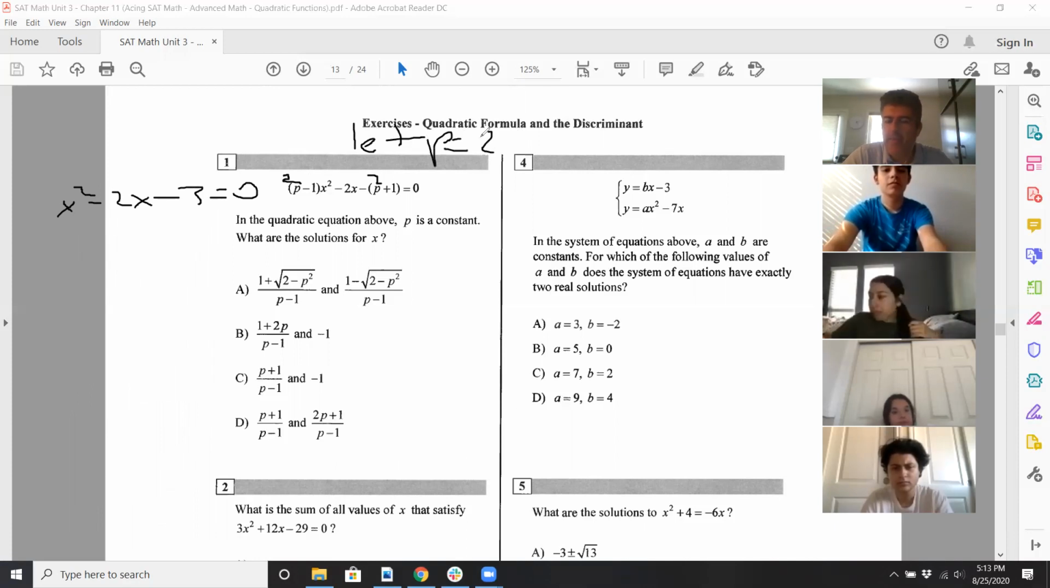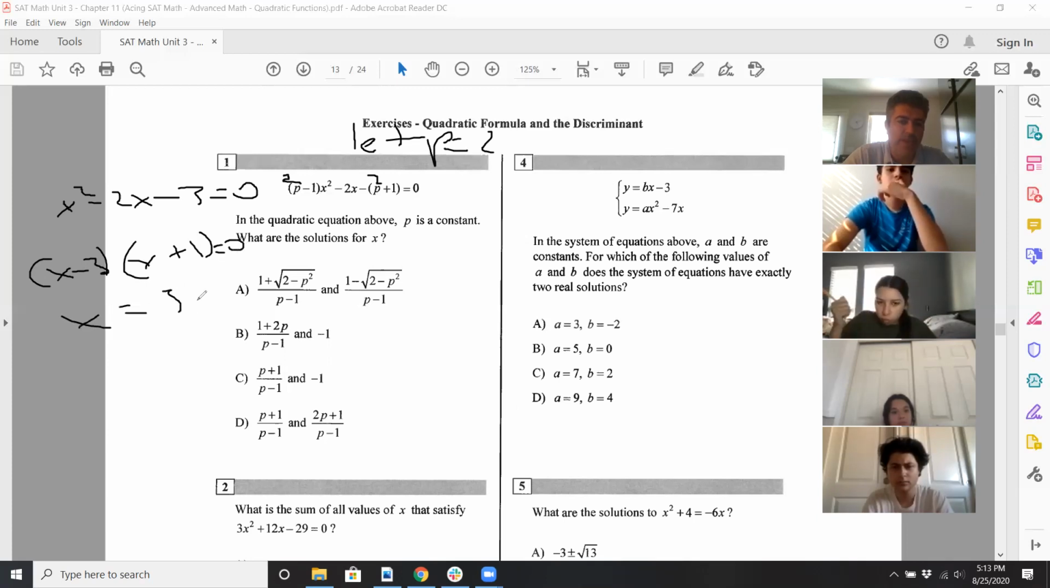Actually, I'm glad I did it that way, so now you can kind of see why that's not a preferred tactic. This is better. X minus 3, x plus 1. I got kind of lucky that I could factor. If not, I could do quad form. So I get 2 answers, 3 and negative 1.